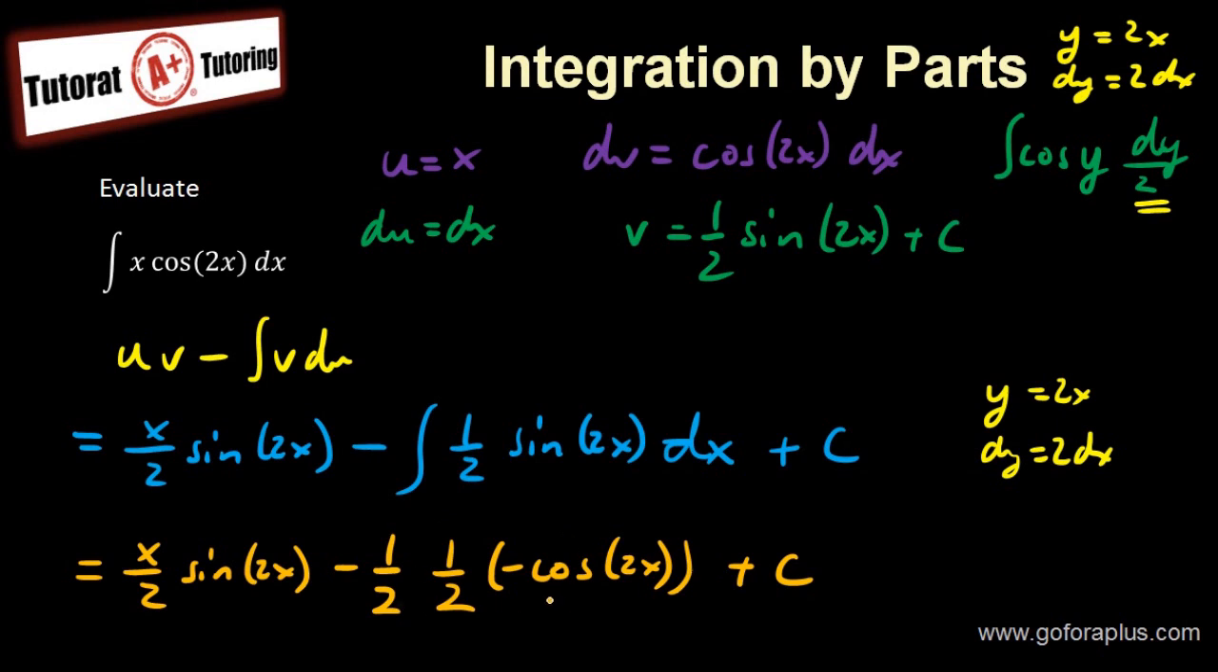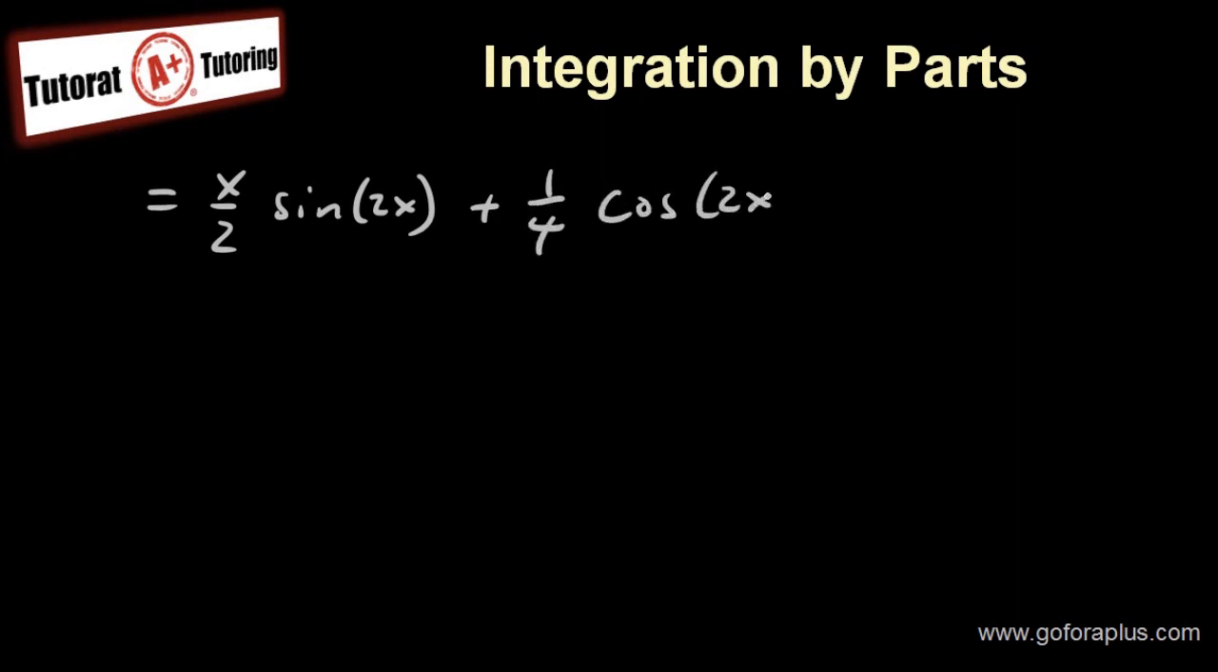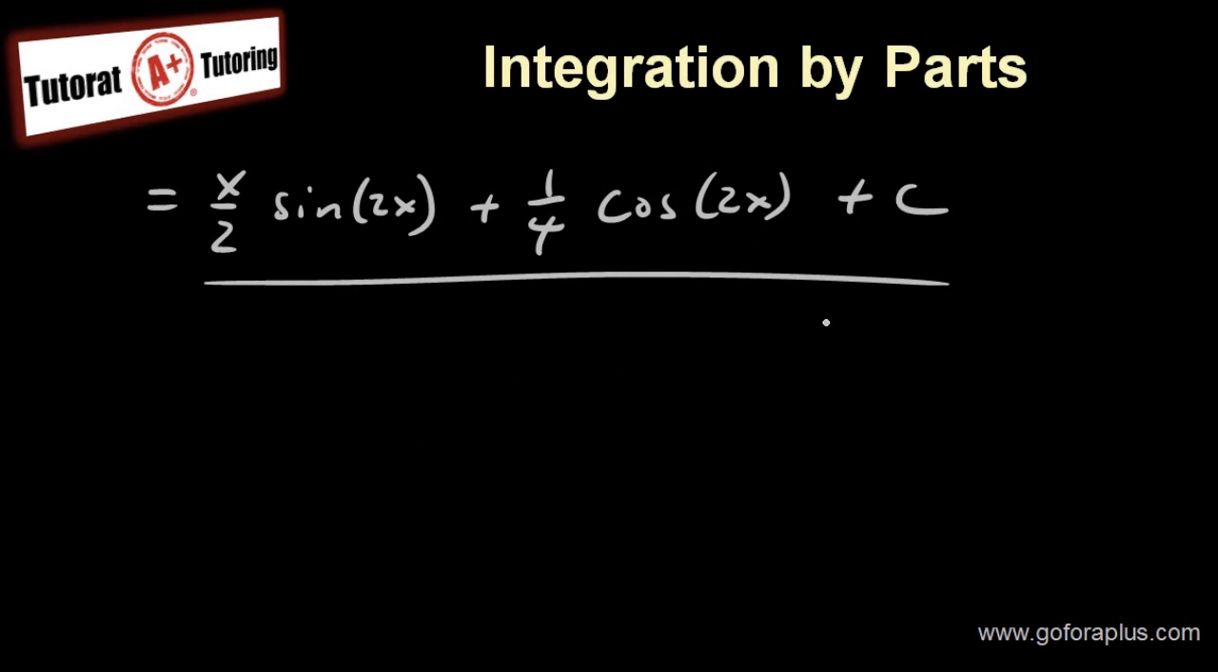Now, let me just simplify this a little bit more. This is going to give me a quarter, but then it's a plus here. Okay, so let me just rewrite my answer nicely. I have x over 2 sine of 2x plus 1/4 cos of 2x plus c. So this is my answer for this.